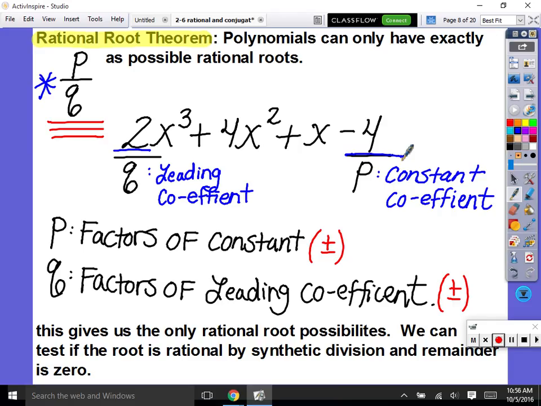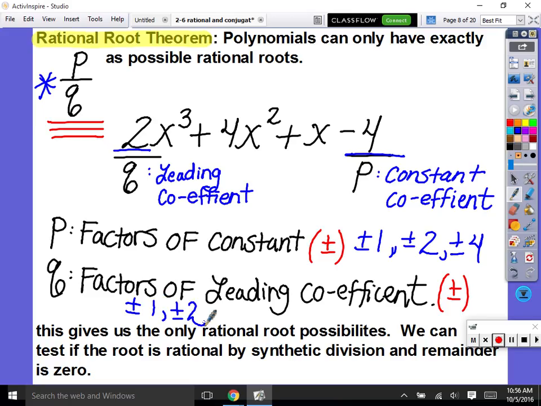Now, what we're going to do is list out factors of P. Remember, factors are what multiply to make P. So our factors of 4: we have to list out the positive and negative factors. We don't know if it's positive or negative. Does that make sense? So what are factors of 4? Plus or minus 1, plus or minus 2, plus or minus 4, correct? Those are the possible factors of P. Then we'll list out factors of Q. So what are possible factors of 2? Plus or minus 1, plus or minus 2.